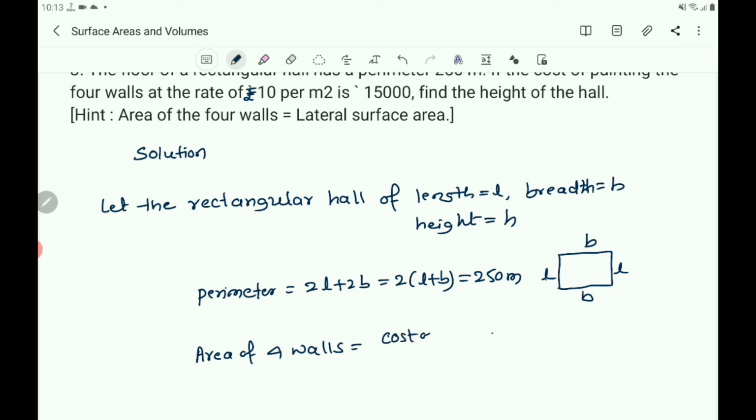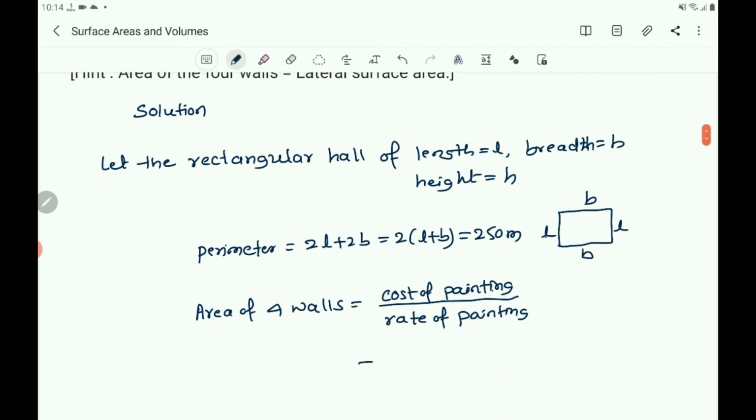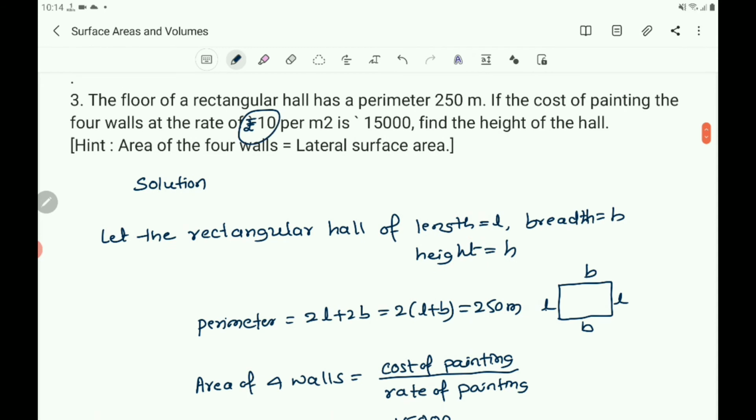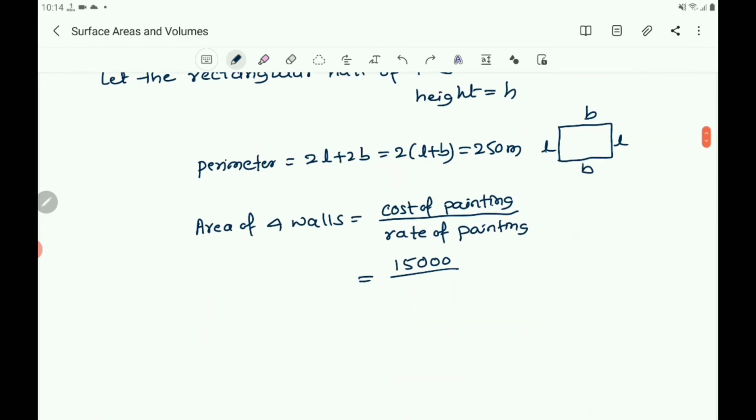Cost of painting divided by rate of painting equals cost of painting, 15,000 rupees, divided by rate of painting, rupees 10. You will get 0 cancels, 1500 m square. 1500 m square is the area of four walls.